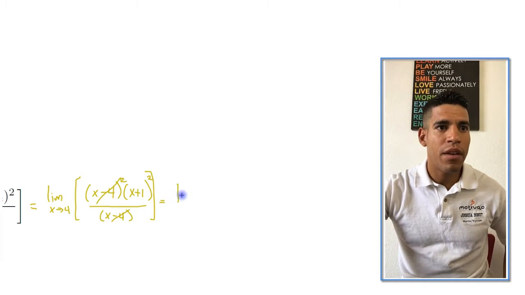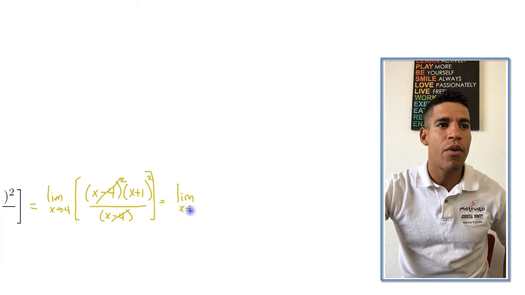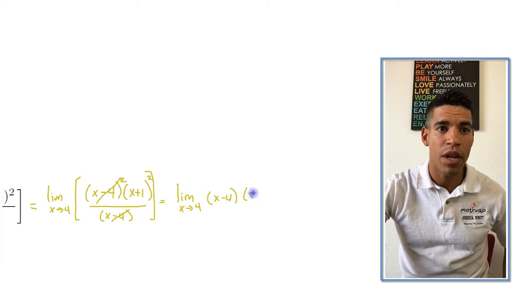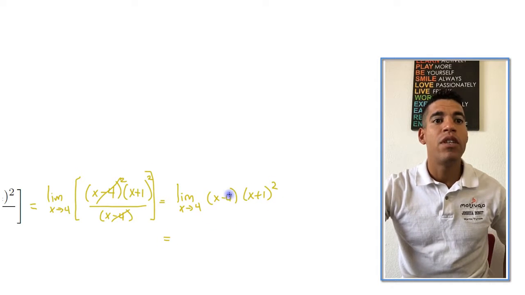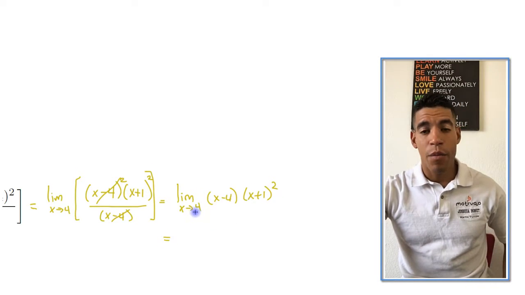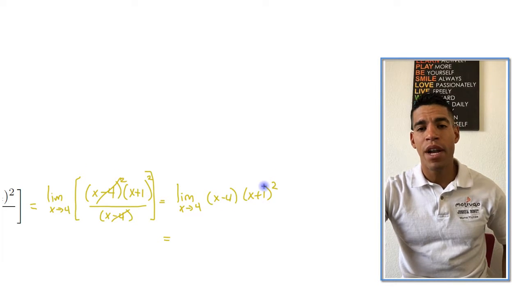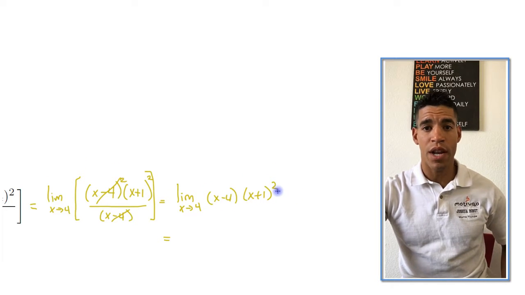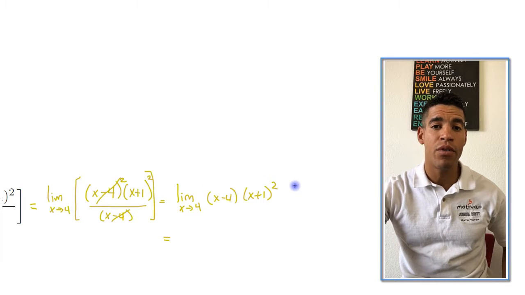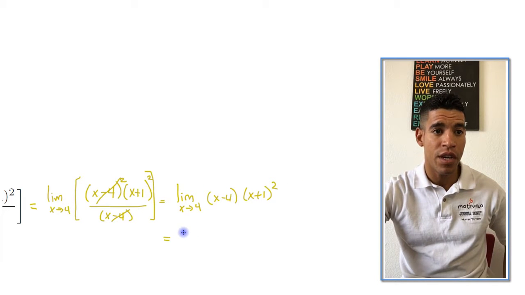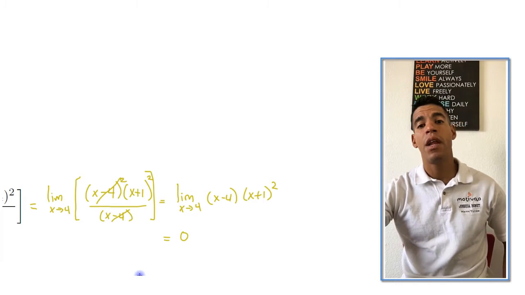So you have limit when x approaches 4 of x minus 4 times x plus 1 squared. Okay? Now we plug in. If we plug in 4, we get what? 4 minus 4 is 0. 4 plus 1 is 5. Squared is 25. So 0 times 25 is just 0. Okay? So the limit is 0.